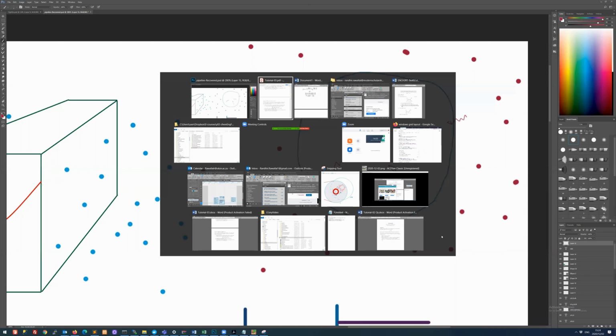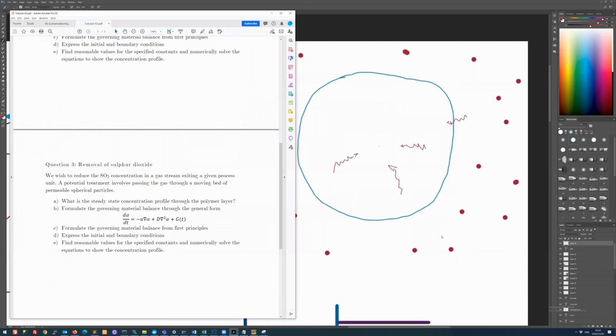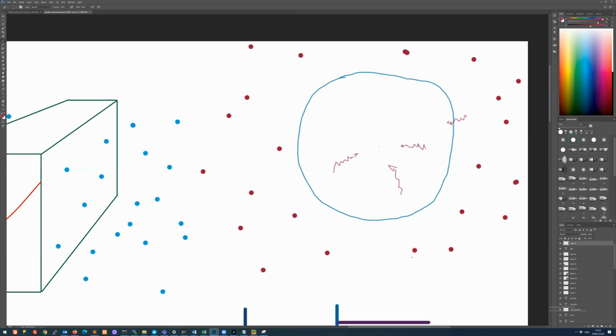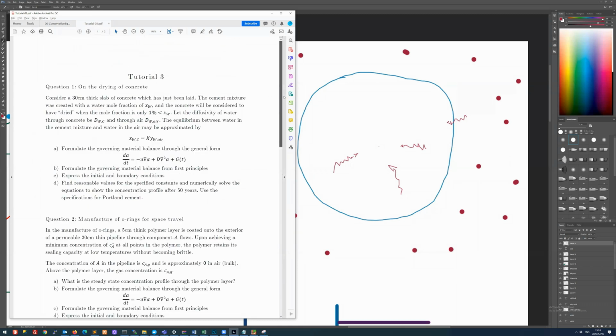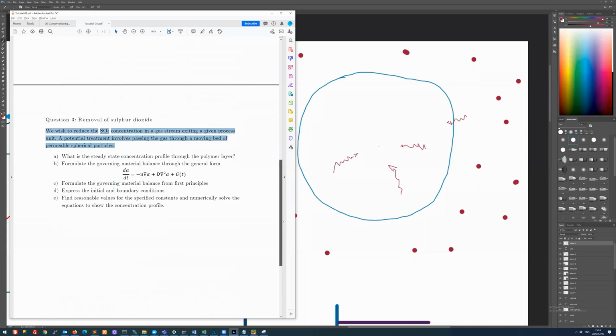Okay, so let's see, any other information? So sulfur dioxide in the gas stream. It's actually in a bed of permeable spherical particles. And we are actually modeling one particle. The problem doesn't actually say this, right? So normally I would specify quite a bit more so that it's clear what we want to model, because we could also model the bed of particles instead. But I know in this tutorial I wanted to do slab geometry, then cylindrical, and then spherical.